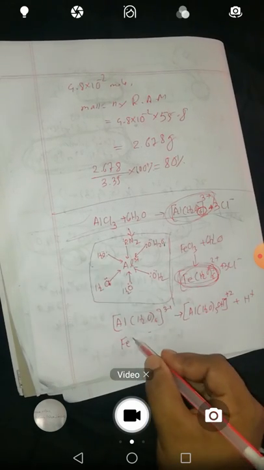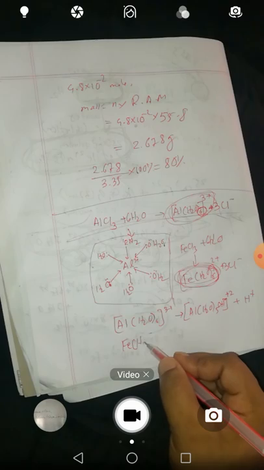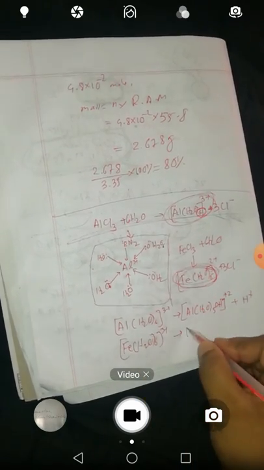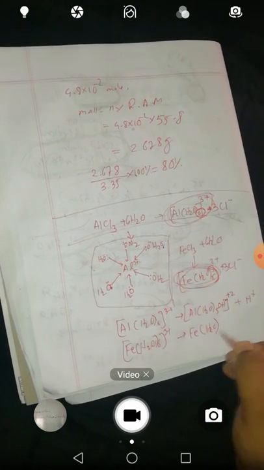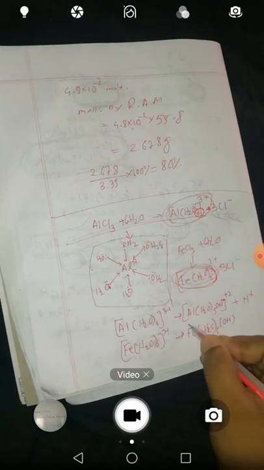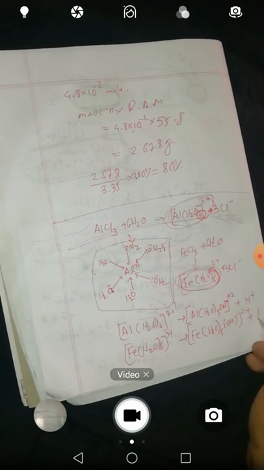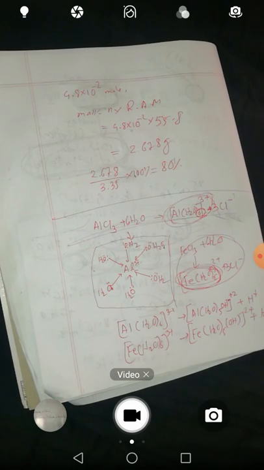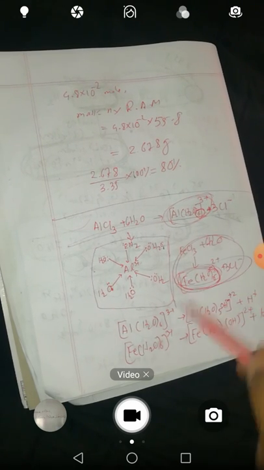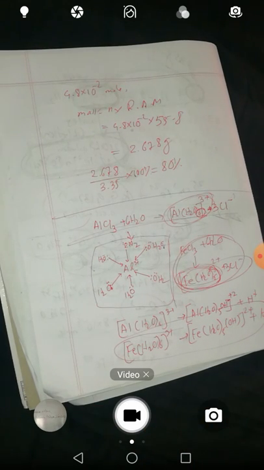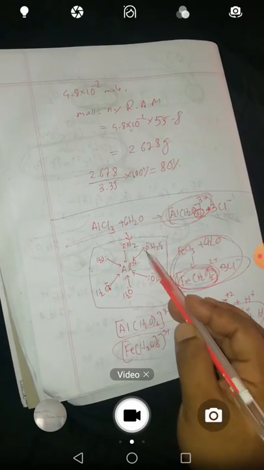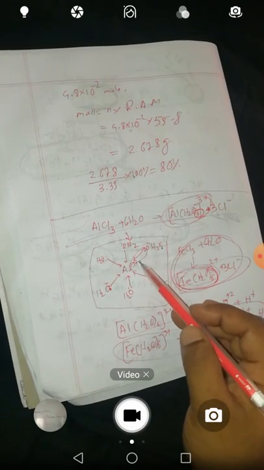Same goes for iron. Fe(H2O)6 3 plus gives Fe(H2O)5(OH) 2 plus and H plus. So you can write this one as your answer, or you can write both of these as your answer. It's totally your wish. But remember that here water molecules are forming coordinate bonds, or dative covalent bonds, with the metal ions.